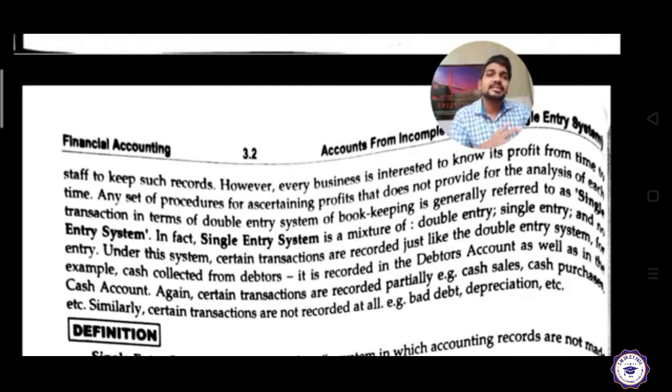In fact, single entry system is a mixture of double entry, single entry, and no entry. You can rather say that no entry is also an example of single entry system. Under this system, certain transactions are recorded just like the double entry system. For example, cash collected from debtors is recorded in the debtors account as well as in the cash account. Again, certain transactions are recorded partially, for example cash sales, cash purchases, etc. Similarly, certain transactions are not recorded at all, for example bad debt, depreciation, etc.